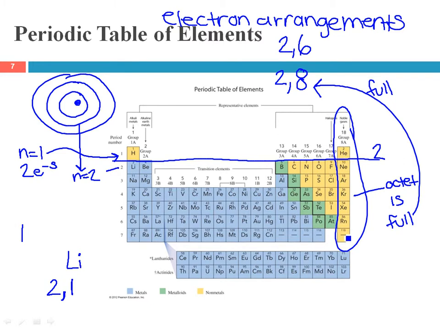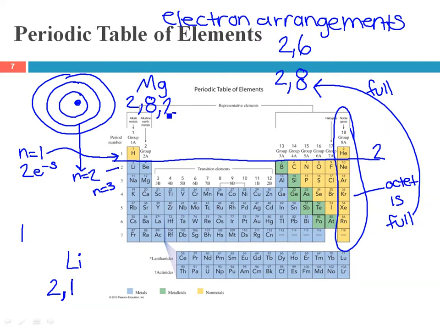Okay, so let's move down to the third energy level, which corresponds to the 3 here. So let's do magnesium. If we were writing the electron arrangement for magnesium, we've got to start up top. So we would have 2 in our first energy level. If we move down, we've got 1, 2, 3, 4, 5, 6, 7, 8. So the second energy level is full for magnesium. And then if we move to the third energy level, so n equals 3, then we're going to have 1 and 2.